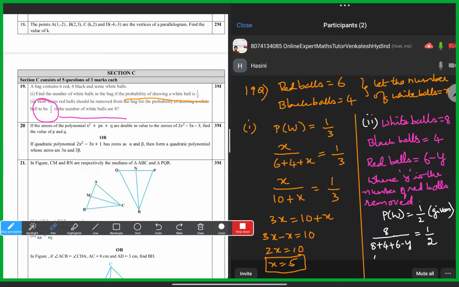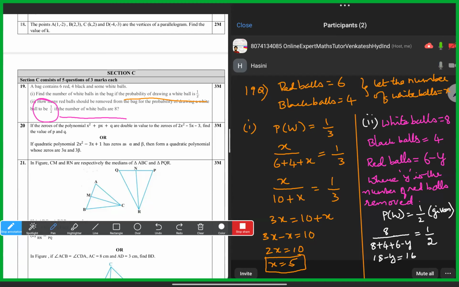18 minus y is equal to 16, Hasni. I wrote a direct step. Try to understand this. Okay, sir. 8 into 16, cross multiplication. Here 1 into anything is the same. 8 plus 4, 12. No, Hasni. 12 plus 6 is 18. 18 minus y. Yes, sir. Any doubt, Hasni? No, sir.